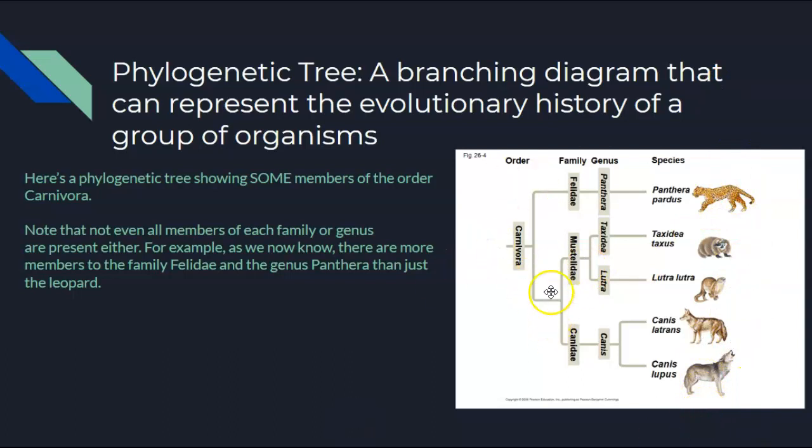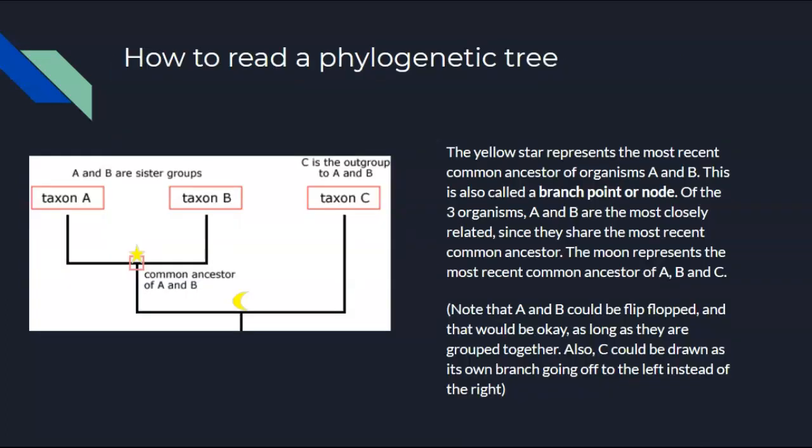Here, Carnivora splits to the cats. Obviously, there are more cats than just this. Here it splits over to the dogs. Obviously, there are more than just these two dogs, but again, I'm just showing you how this could look as a branching diagram to show that cats and dogs are related because they are both carnivores. That's what they share in common. When we're reading these, wherever we have a split like this, it's called a node or a branch point, and this represents the most recent common ancestor of these two things.